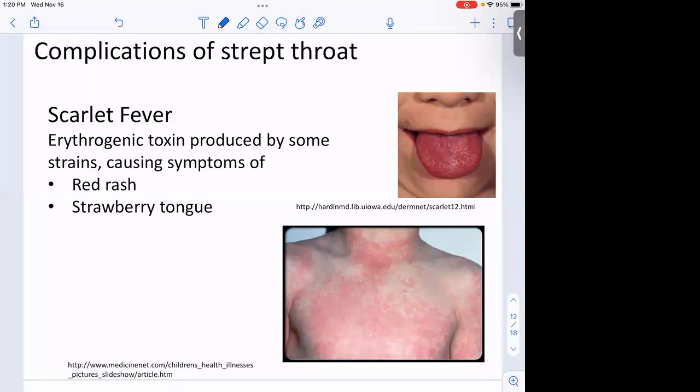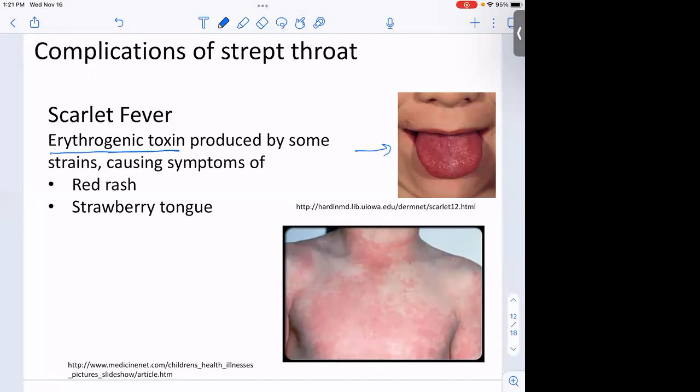Now that we have antibiotics and we treat our strep right away, we don't see this as often. That erythrogenic toxin causes the capillaries near the skin to dilate, and that's where we get this really screaming red rash. It's not itchy or anything. It just is a sign that the patient is really, really sick. And sometimes this strawberry tongue, the bright red tongue, is associated as well.